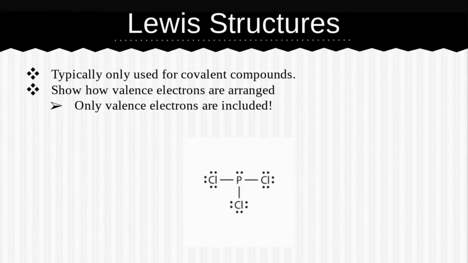But they only show the valence electrons. So when we're dealing with a Lewis structure, we only want to include those valence electrons. We do not want to include all of the electrons, like the core electrons, because those don't really participate in bonding.